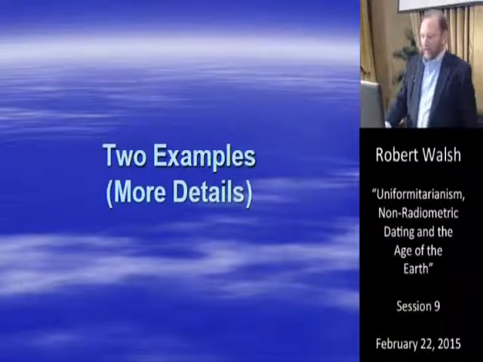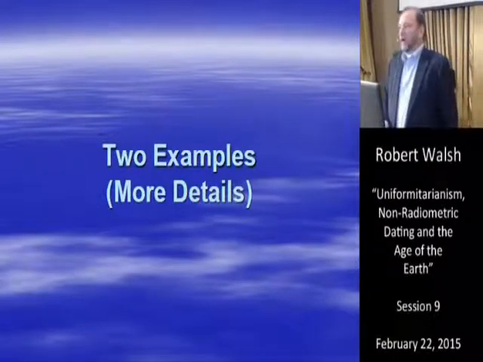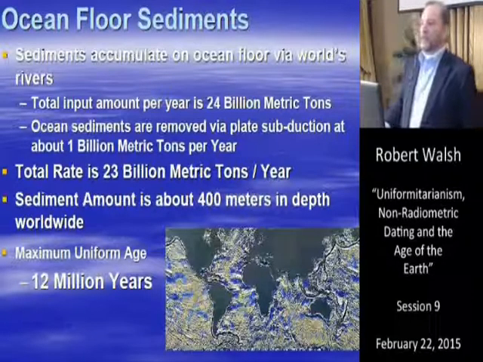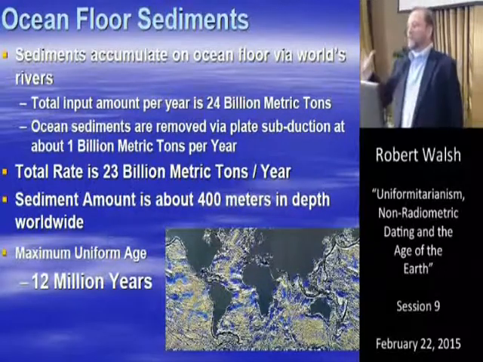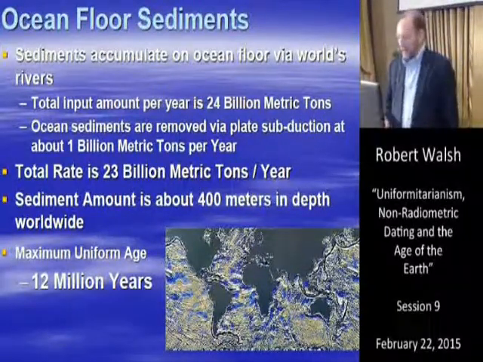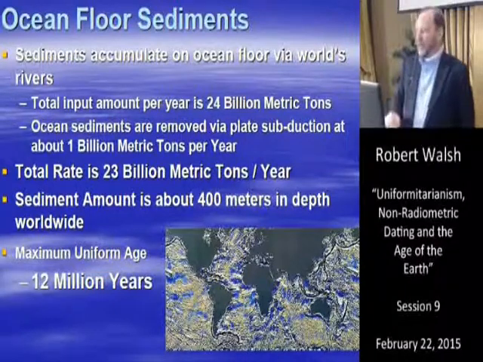Sediments accumulate on the ocean floor through the world's rivers. So as the Mississippi River brings silt and sediment down, it's filling up the delta area, right?